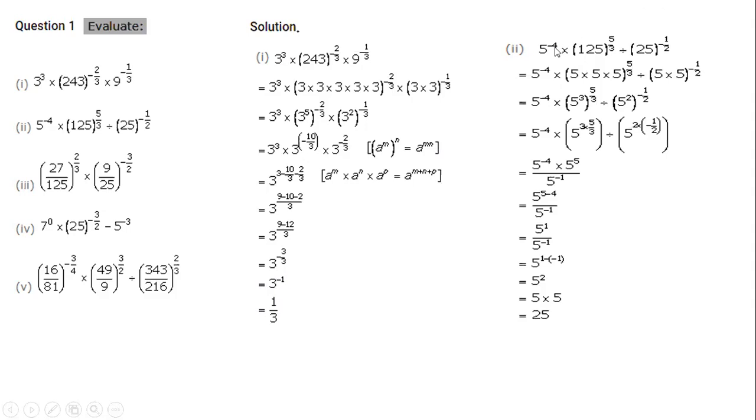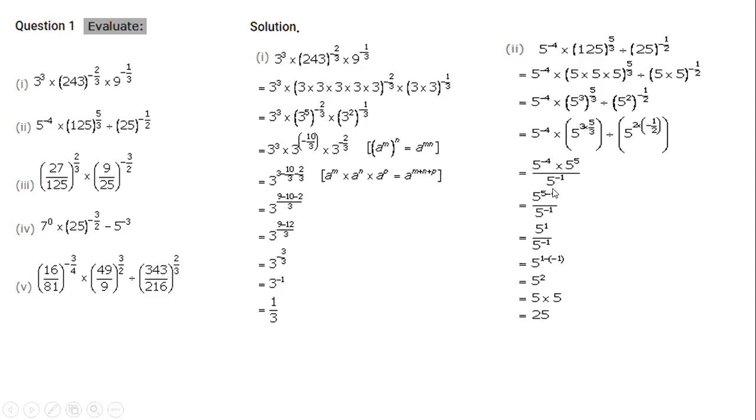See the next one: 5 power minus 4, 125, 25. These all terms can be expressed in terms of 5. 5 as it is, 125 is 5 cube, 25 is 5 square. So apply the power law. We'll get 5 power minus 4 into 5 power 3 into 5 by 3, 5 power 2 into minus 1 by 2. So we can cancel 2 here, we can cancel 3. We are left only with 5 power minus 4 into 5 power 5.